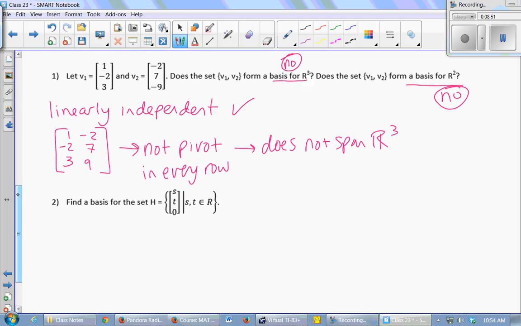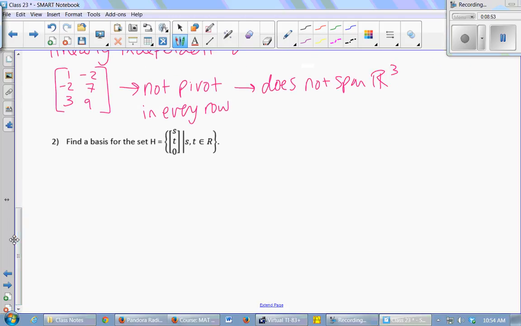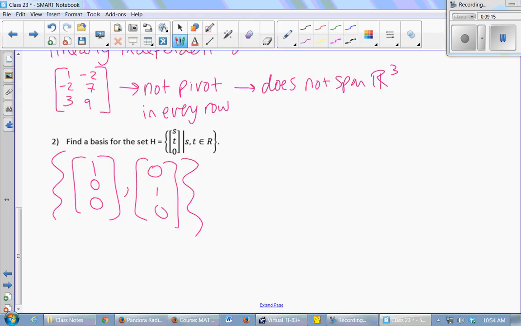All right, so let's try to find a basis for the set H that looks like a real number, 0, 3-entry vectors that are just number, 0. And those two numbers can be different. So (1, 0, 0) and (0, 1, 0). Okay, so this is our proposed set that would be a basis for H.